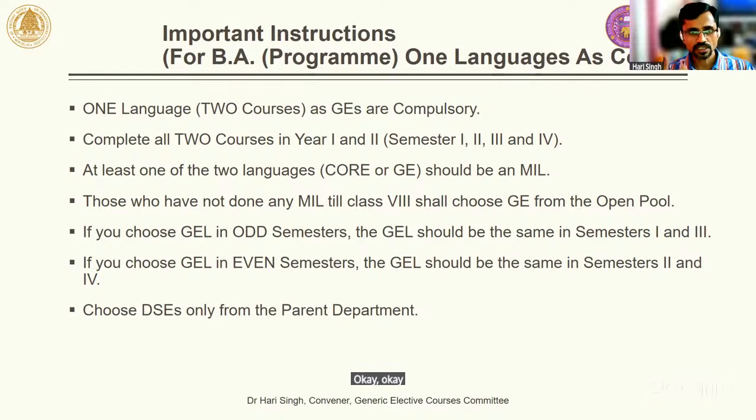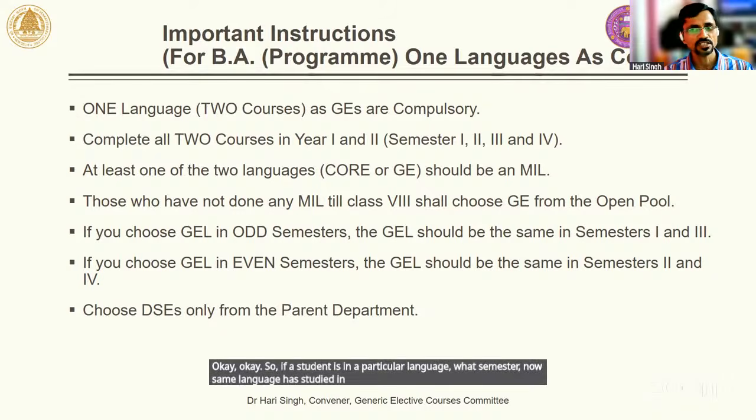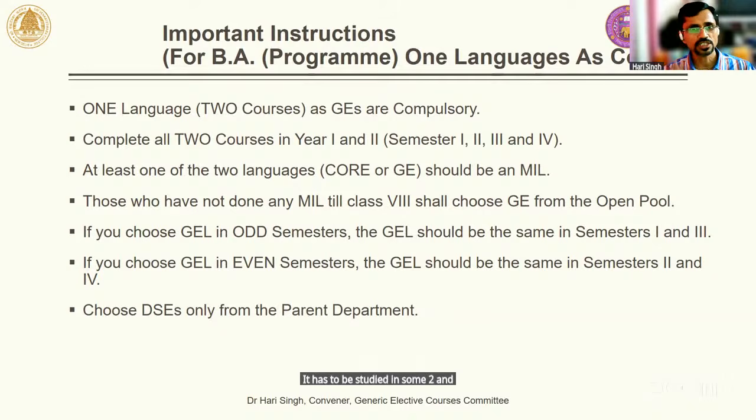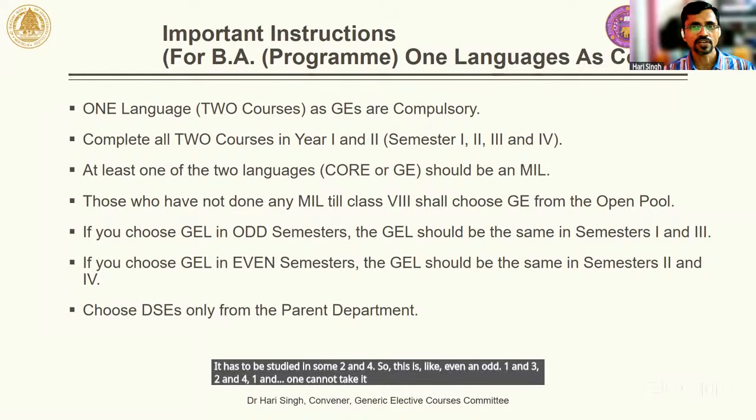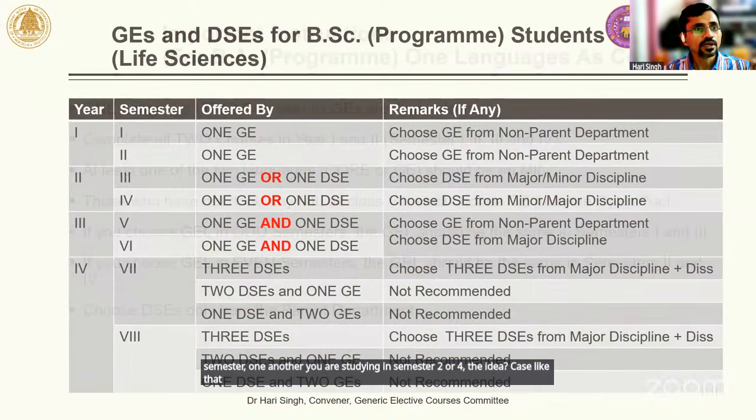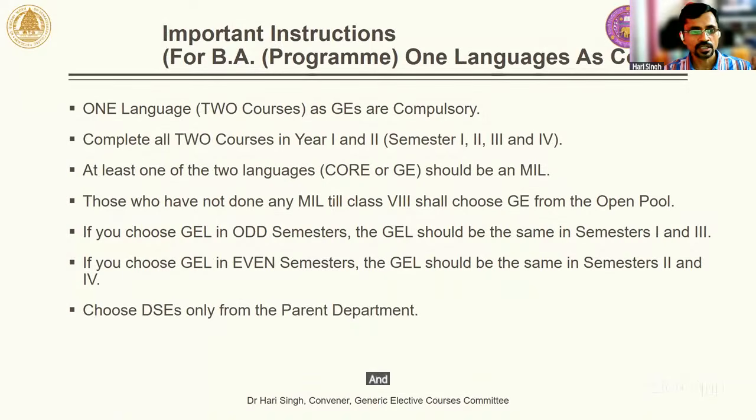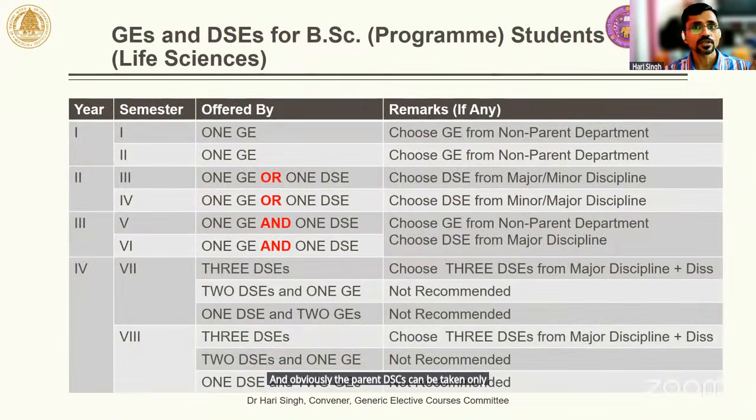If a student is studying a particular language in semester 1, the same language has to be studied in semester 3. If a student is doing a language in an even semester, the same language has to be studied in semesters 2 and 4. So this is like even and odd, 1 and 3, 2 and 4. One cannot study one language in semester 1 and another in semester 2 or 4.